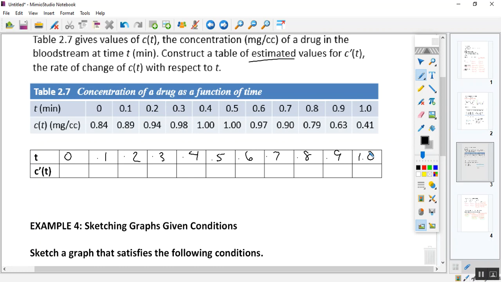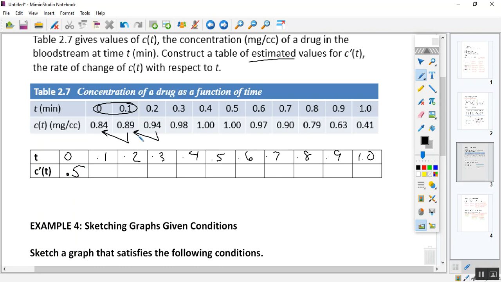Okay, let's do this first slope. To get a slope at zero, we're going to use these first 2 points right here. So help me out, kids. What's 0.89 minus 0.84? 0.05 divided by this change up here of 0.1. Somebody go 0.05 and divide it by 0.1. Okay, so the rate of change is 0.5.